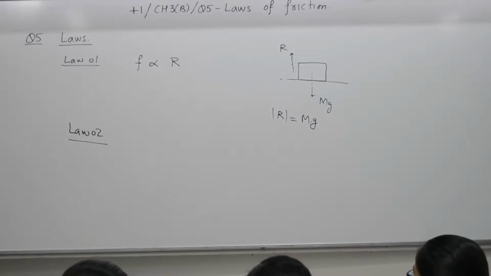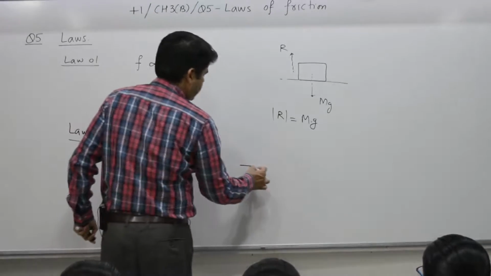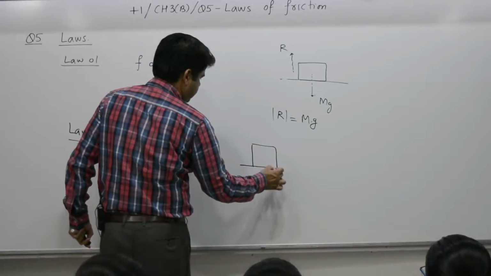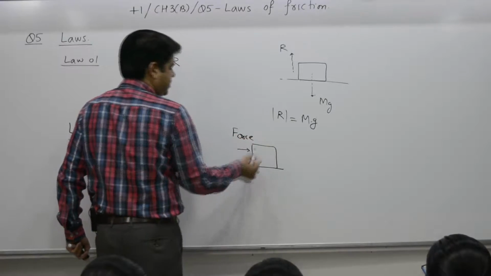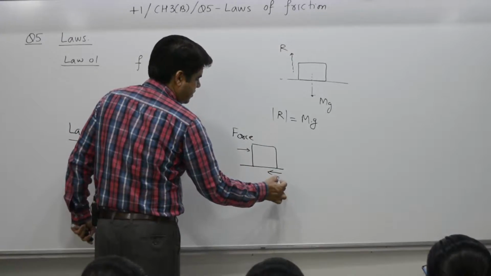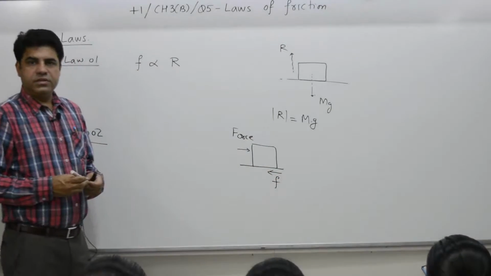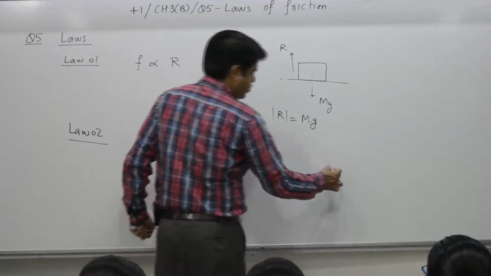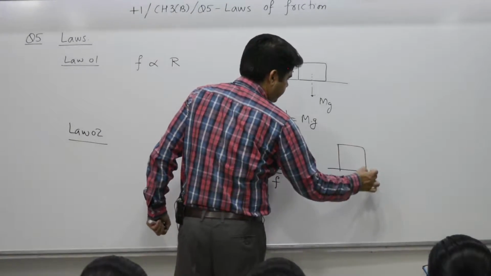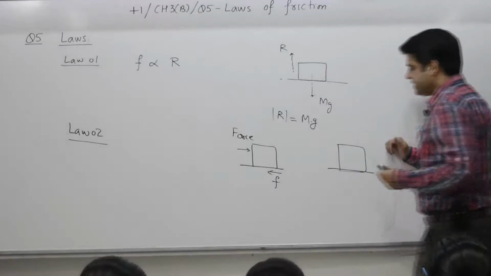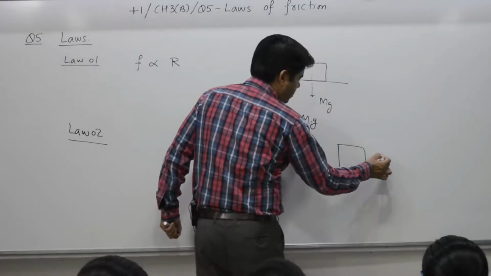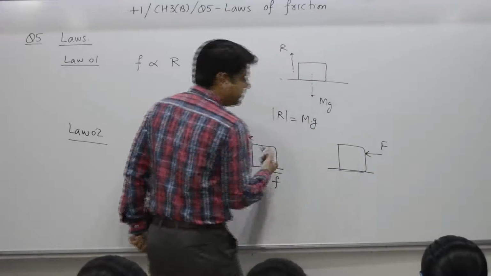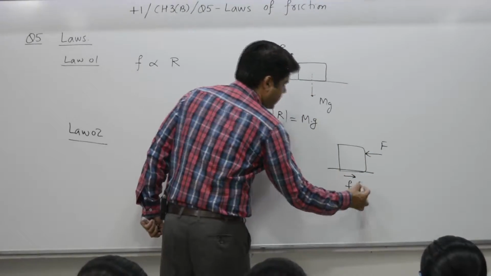Direction of friction is opposite to tendency to move. That is, if there is an object at rest, you apply a force, friction will oppose it. This is experiment number 1. Experiment 2. Same object, now you apply force from the right side and you try to move the object towards left, friction is towards right.